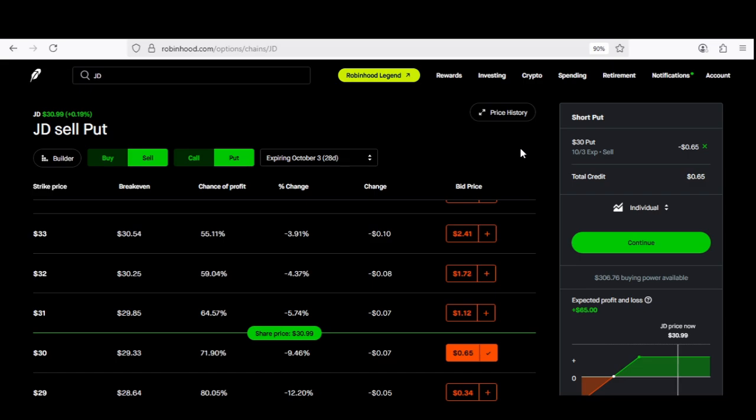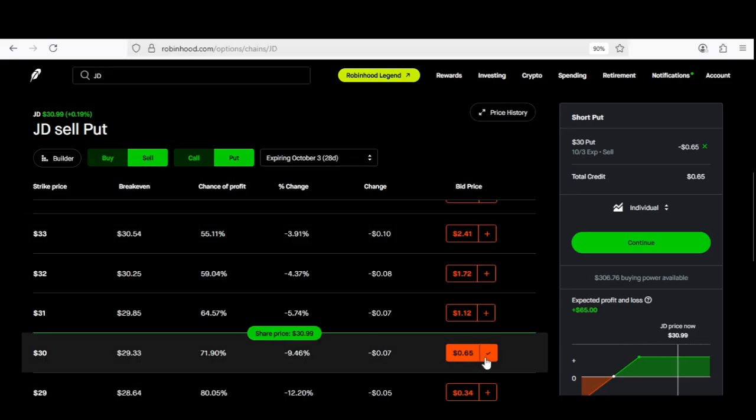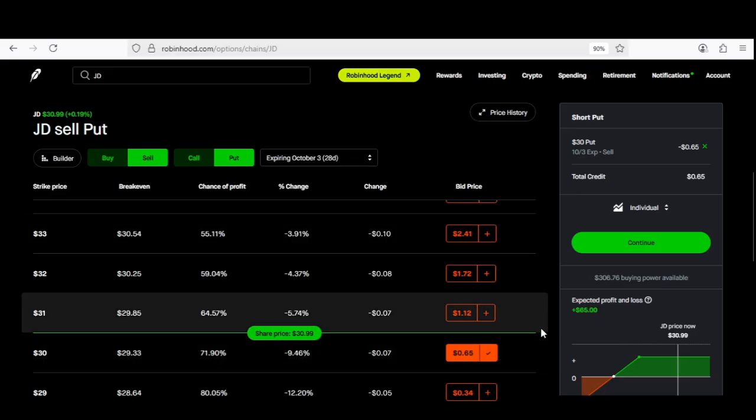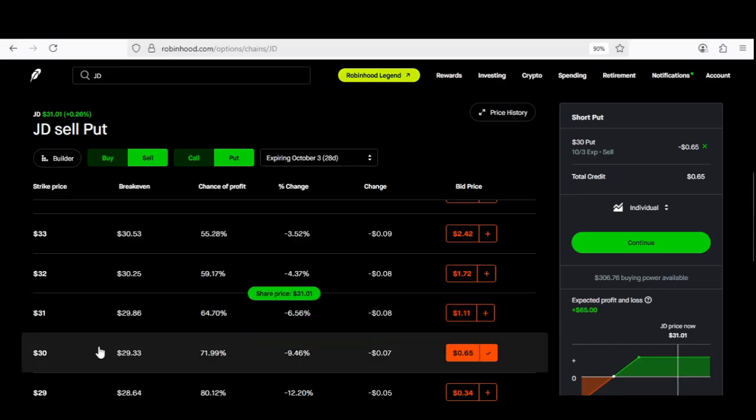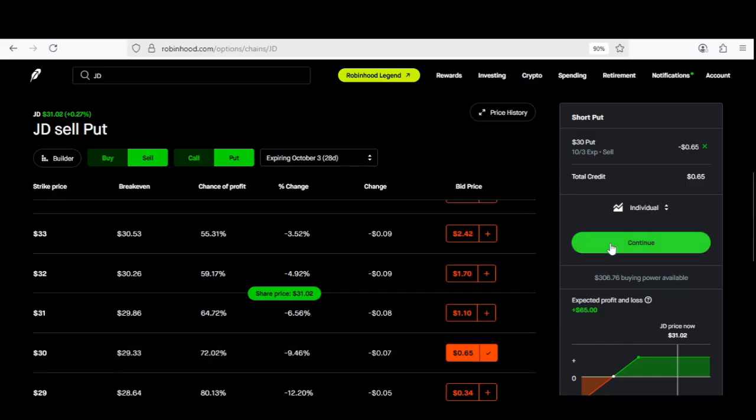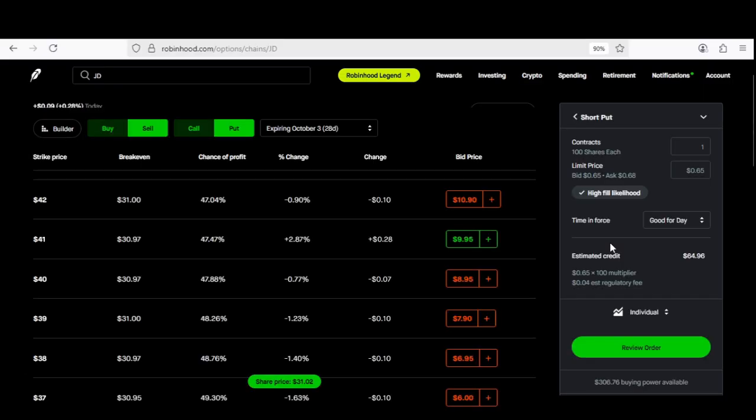Now, once I go ahead and execute this trade, the amount of money I will be getting is going to be $65. In order for me to do this option strategy, which is known as the cash secured put, I will have to leave cash as collateral. The amount of cash I will need to leave is going to be $30 multiplied by 100 shares, because each option contract contains 100 shares, so I'm going to be doing one contract. Now, we're going to go ahead and hit continue.